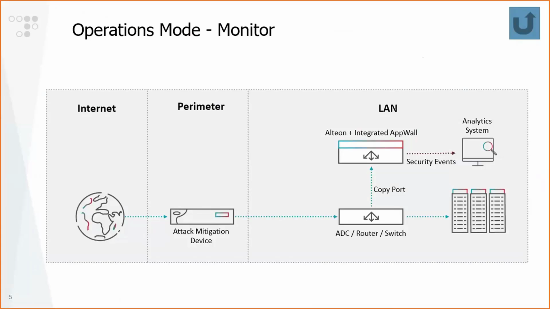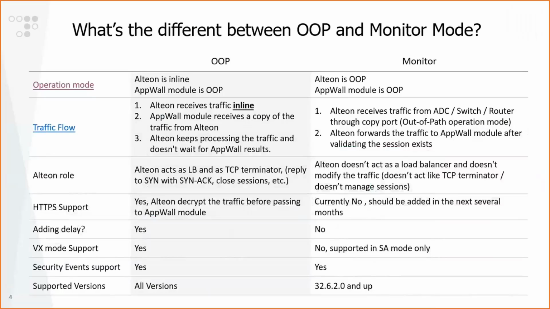Let's see an example. This is a deployment of monitor mode. As you can see, traffic gets inside the network. The switch forwards the traffic to a server and also sends a copy of it to the Alteon. The Alteon, as I mentioned, doesn't act as a load balancer. It just forwards the traffic directly to the Apple. Apple can detect attacks and send security events to an analytic system. It could also be Vision. Let's go back to the table. So regarding operation, we just talked about traffic flow. I reviewed the first slide with you.